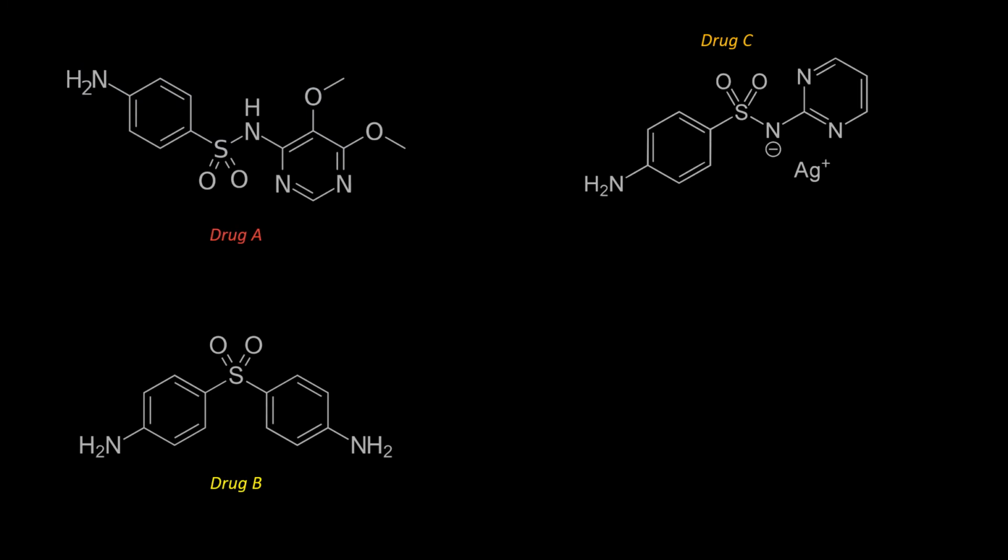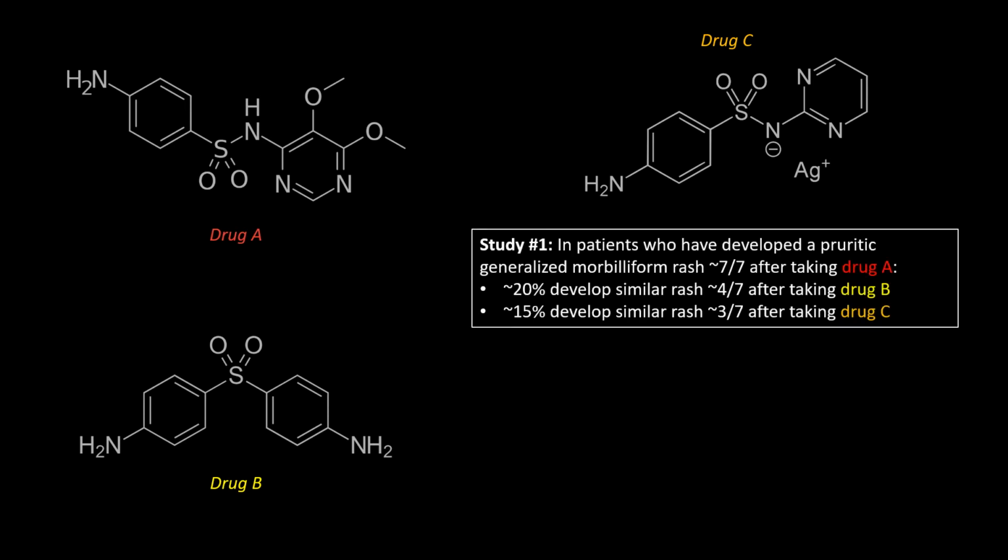Let's start with a clinical puzzle, which I think will elucidate a primary concept in antibiotic allergy well. Here we have three different antibiotic molecules, which are provided to patients in two different studies. In study number 1, in patients who develop a pruritic, generalized, and morbilliform type rash 7 days after taking drug A, about 20% also develop a similar rash around 4 days after taking drug B, and 15% develop a similar rash 3 days after taking drug C.